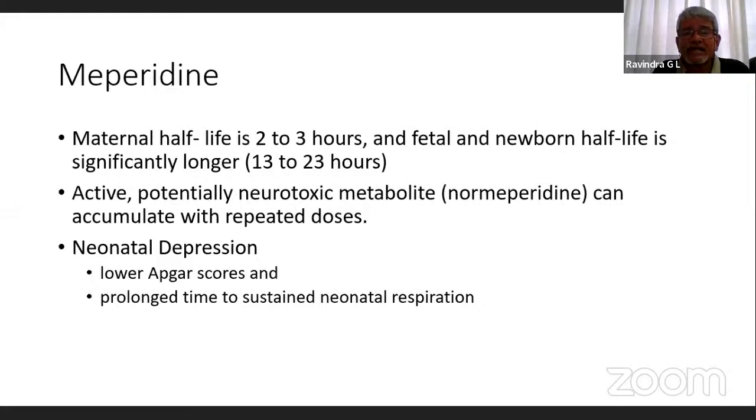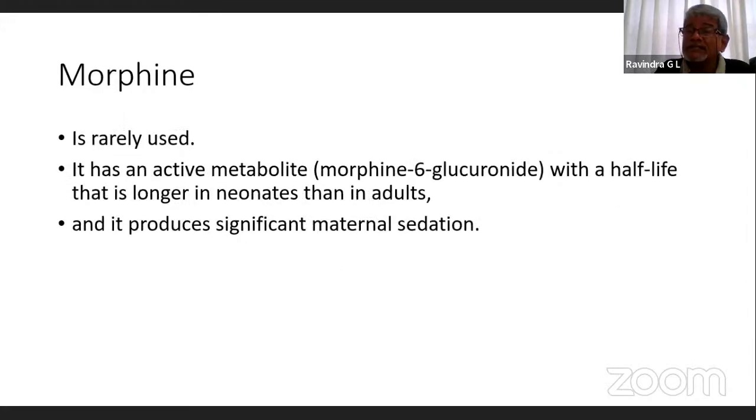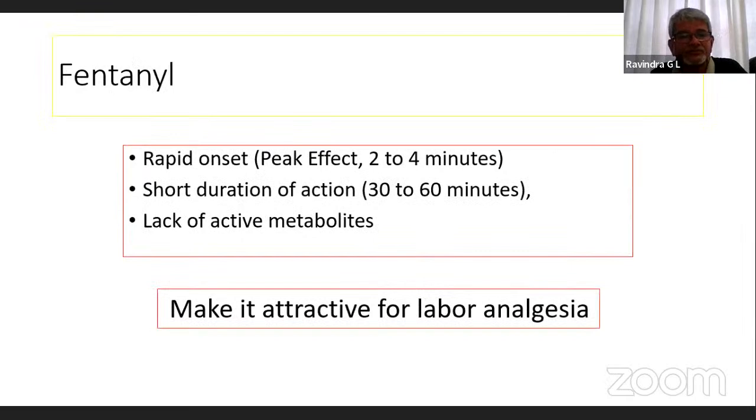Maternal half-life is 2 to 3 hours. Fetal and newborn half-life is still significantly longer, 13 to 23 hours. An active and potentially neurotoxic metabolite, norpethidine, is always there. It gets accumulated. Morphine is rarely used. It has an active metabolite in the form of morphine-6-glucuronide, and longer neonatal depression as well as maternal depression is a possibility.